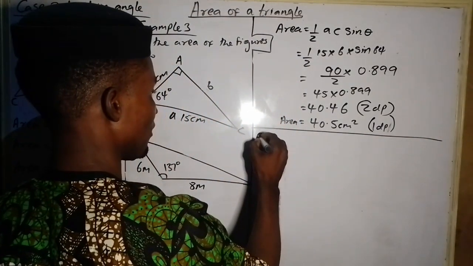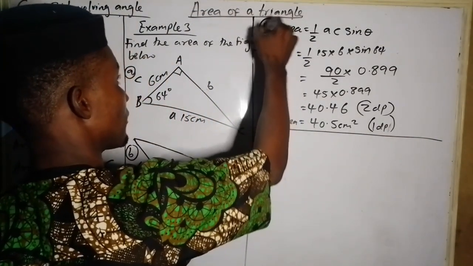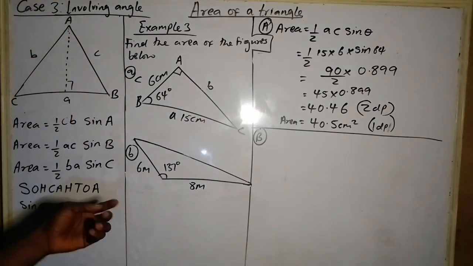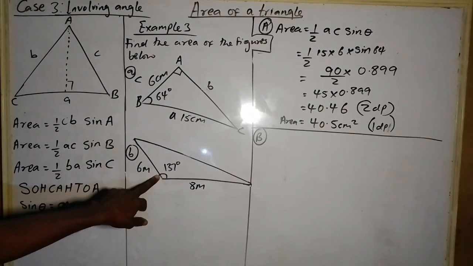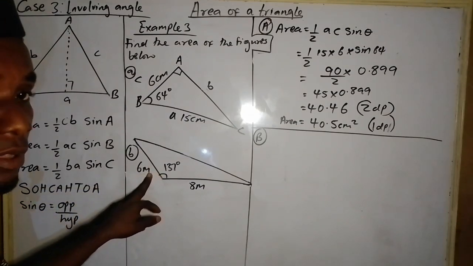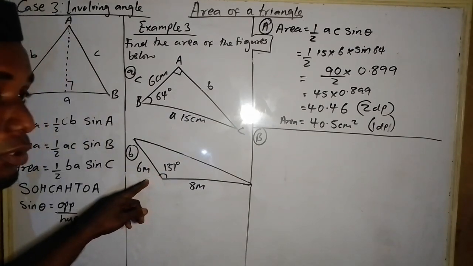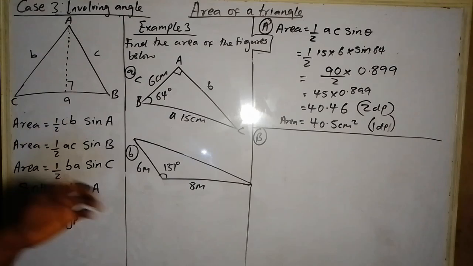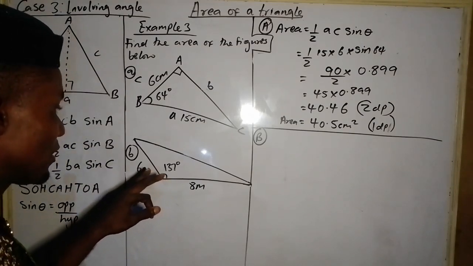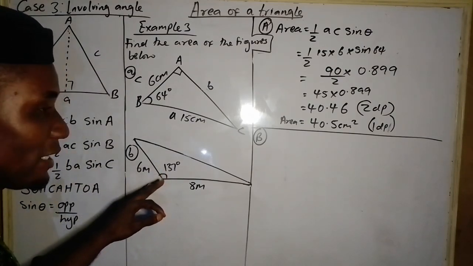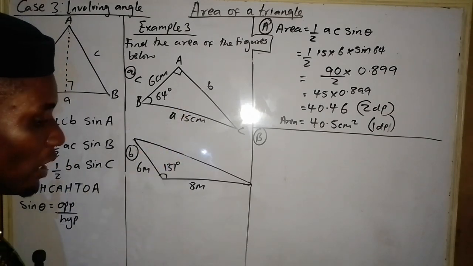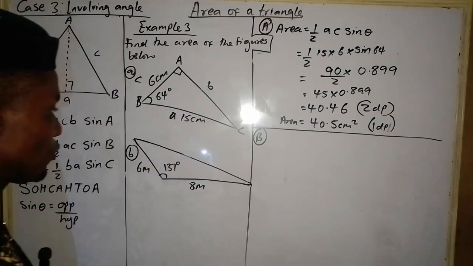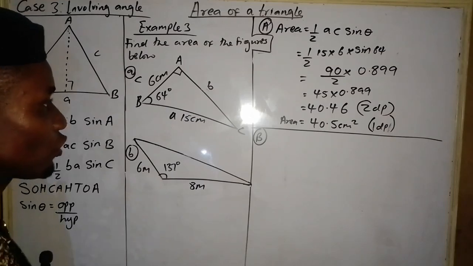So let's find the area of the second shape given here. If you take a look at the diagram, it is called an obtuse angle. If you recall from the basic introduction we did on triangles, any triangle with an angle that is more than 90 is known as what? Obtuse angle. Why this one is called acute angle triangle. So this is an obtuse angle triangle.